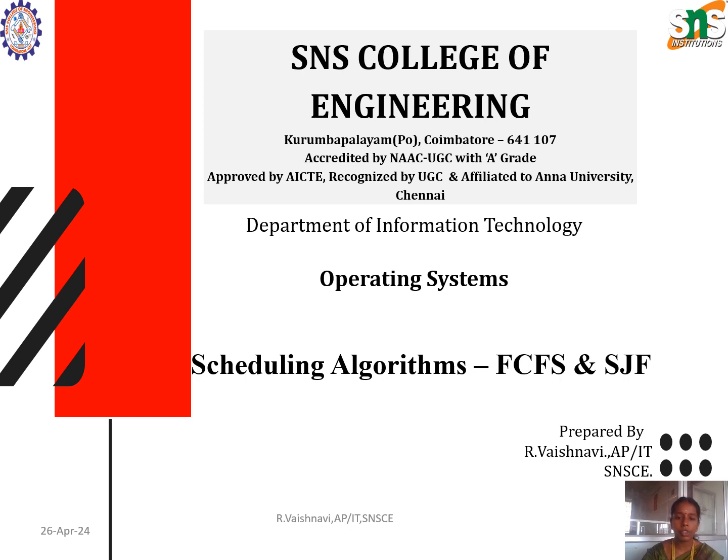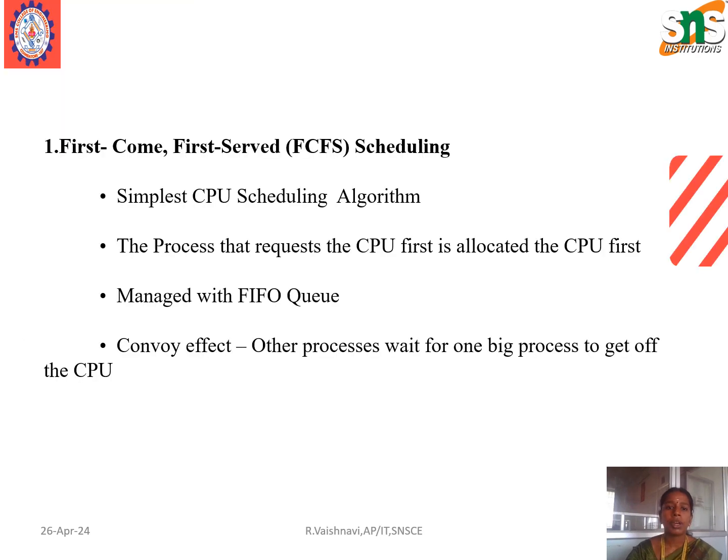Now we are going to see about the scheduling algorithm. We are going to see two scheduling algorithms, that is first come first serve and shortest job first. First come first served, that is FCFS scheduling, is the simplest CPU scheduling algorithm. The process that requires the CPU first is allocated the CPU first. It is managed with a first in first out queue.